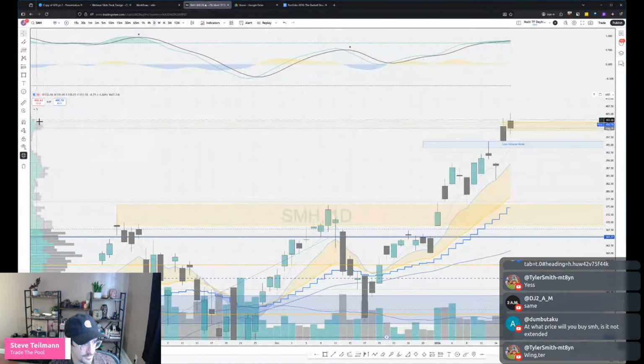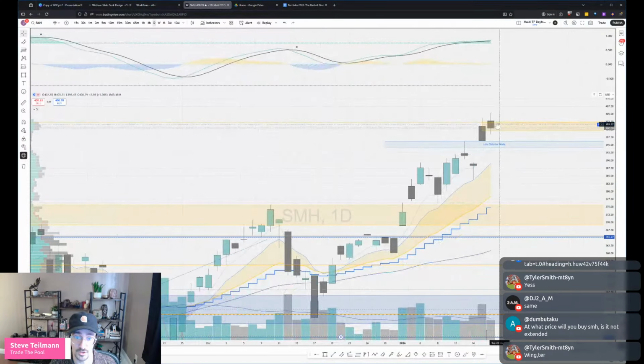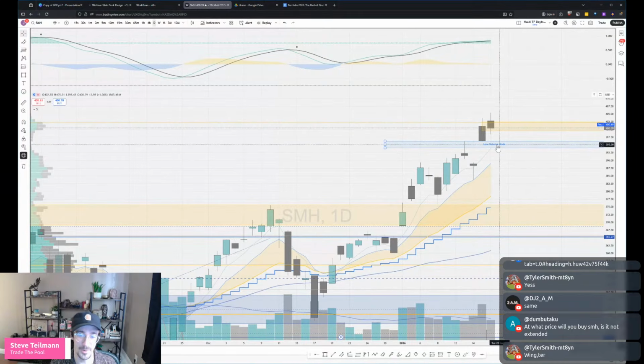So there's the low volume node. See this on the left side? There's the high volume node. And then on the right, see it's in yellow. And then there's this little gap here. That's the low volume node. So you can look for a wick back down, a whip back down into this. It'll be the rising 5-day moving average as well, this light gray.